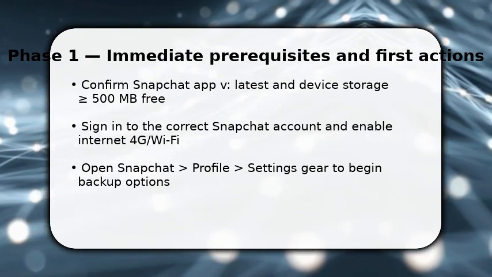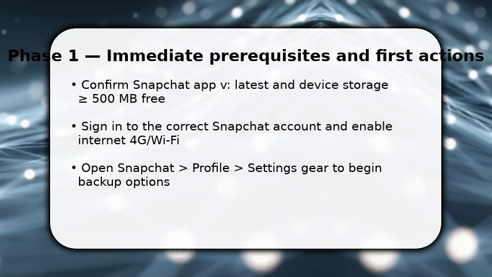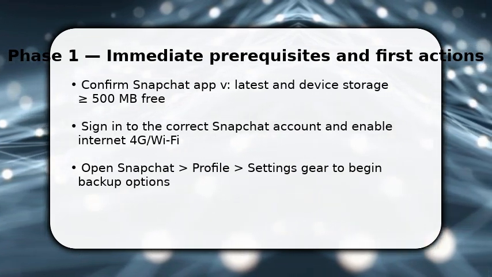Next, tap Memories. This is where automatic save settings live, so you can enable cloud backup and choose what to preserve before moving to export.